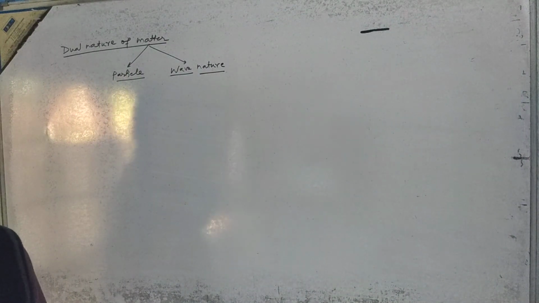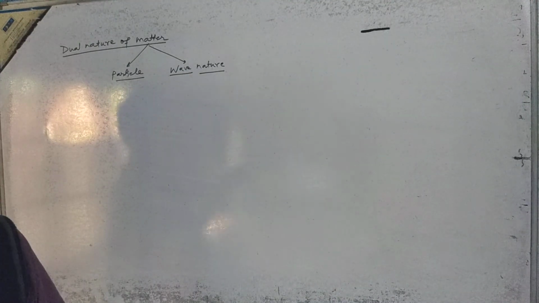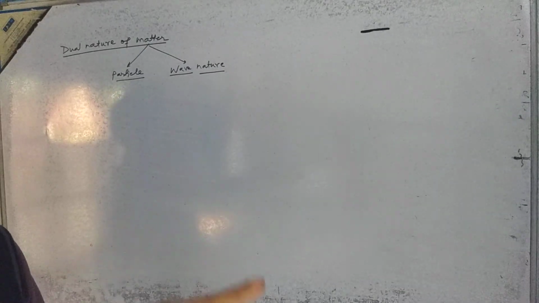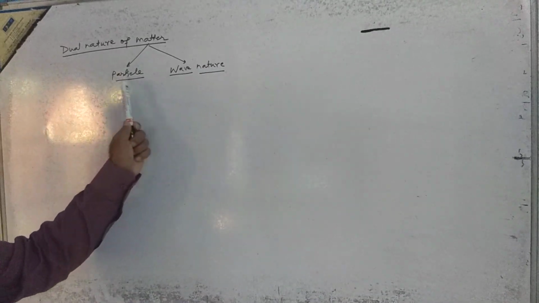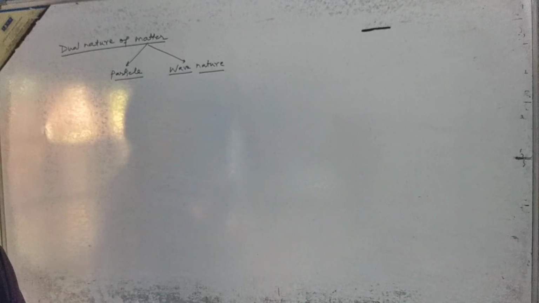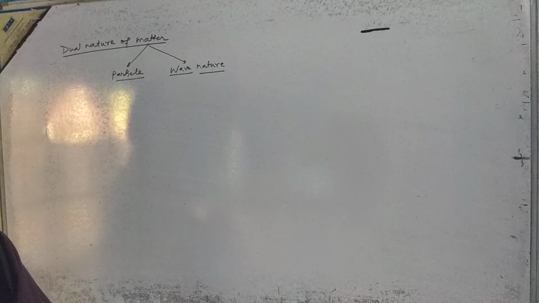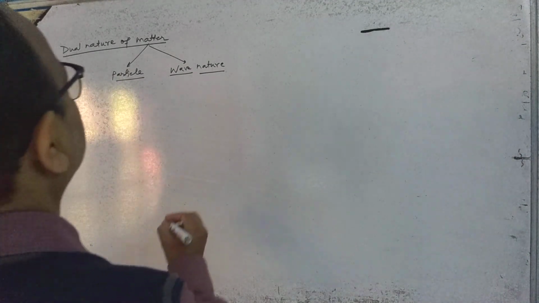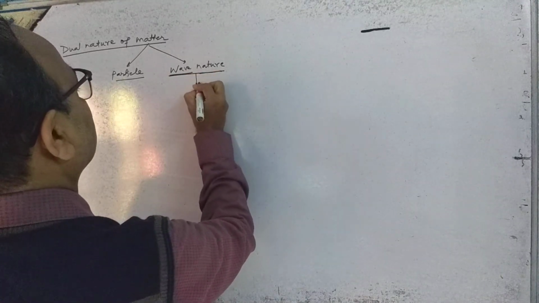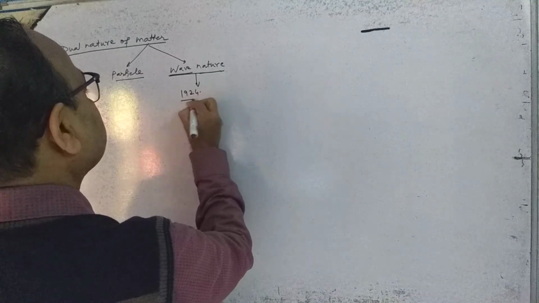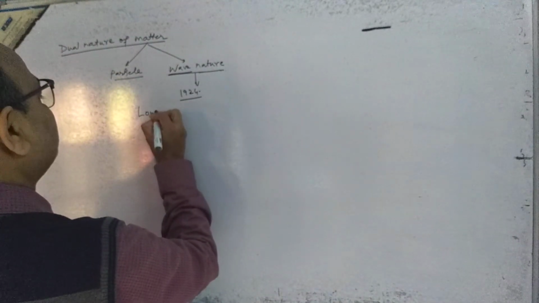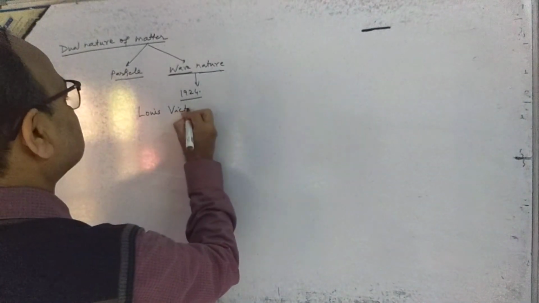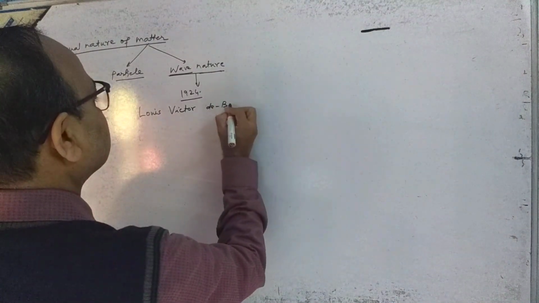Actually, nature loves symmetry. Radiations have dual nature, so matter also has dual nature. Radiation has wave nature, that is confirmed, and particle nature we have discussed. Similarly, matter has particle nature, that is confirmed, and we are to discuss the wave nature. In this context, I first of all tell you, the wave nature of matter was discovered in 1924 by a famous physicist, Louis Victor de Broglie.